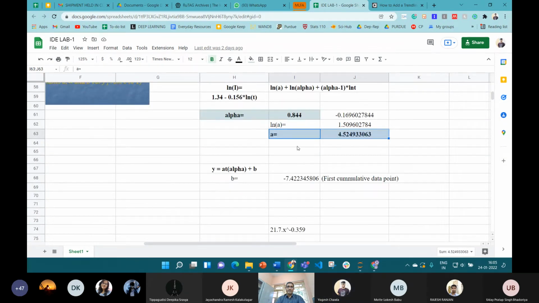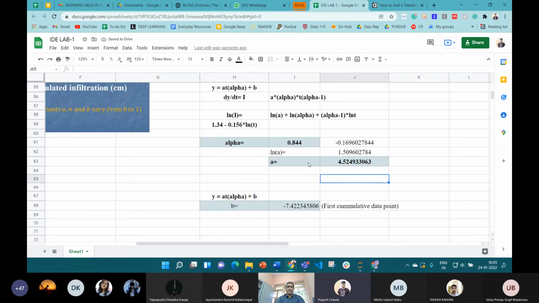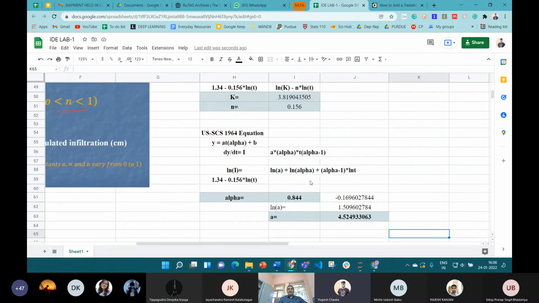Let me mark this also. Alpha is fine. A and B are definitely not in the range of 0 to 1. But that is the condition. Exactly, sir, that is the condition, but I don't know. It must be ranging between 0 to 1. Sir, just to confirm, in the second case, maybe just go back.